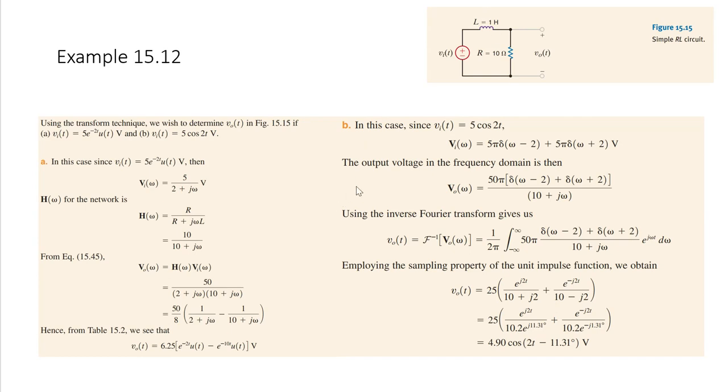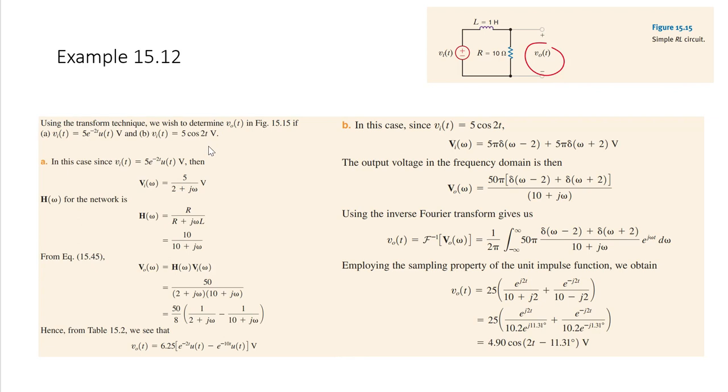In this circuit, we have a resistance R equal to 10 ohm and an inductance of 1 Henry. So what's the question in this example? Using the Fourier transform technique, we wish to determine the V naught. So this is all V naught. We want to determine this.